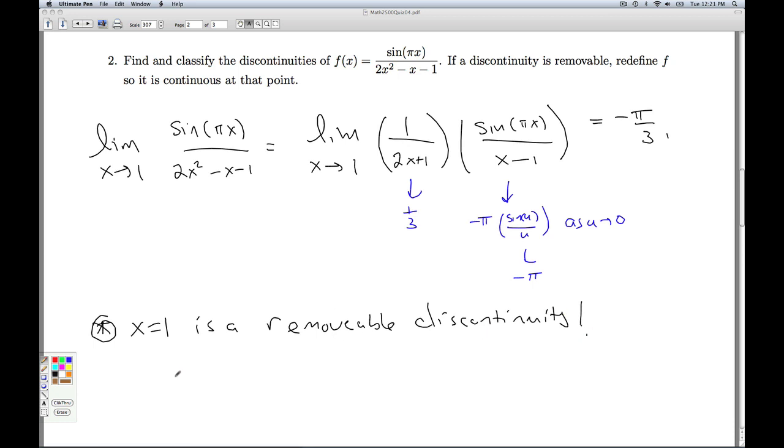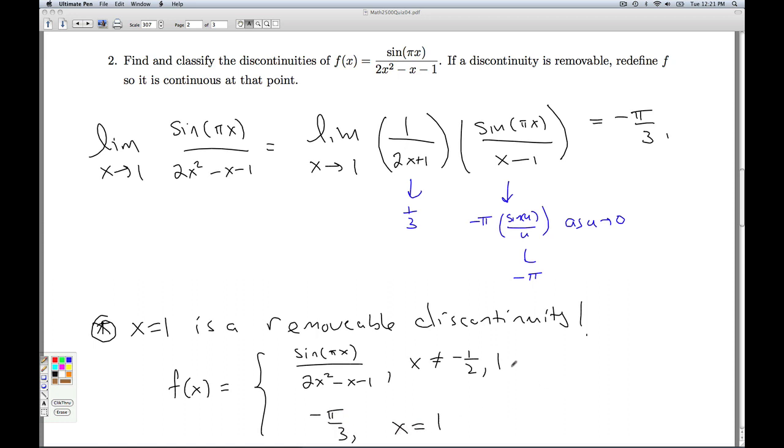So how do I remove it? Well, here's how I remove it. I'm going to make f of x a piecewise defined function. I'm going to make it sine of pi x over 2x squared minus x minus 1 when x is not equal to negative a half or 1. And then I'm going to define it to be equal to its limit, which is negative pi over 3, when x actually equals 1. So that'll do it for number 2.